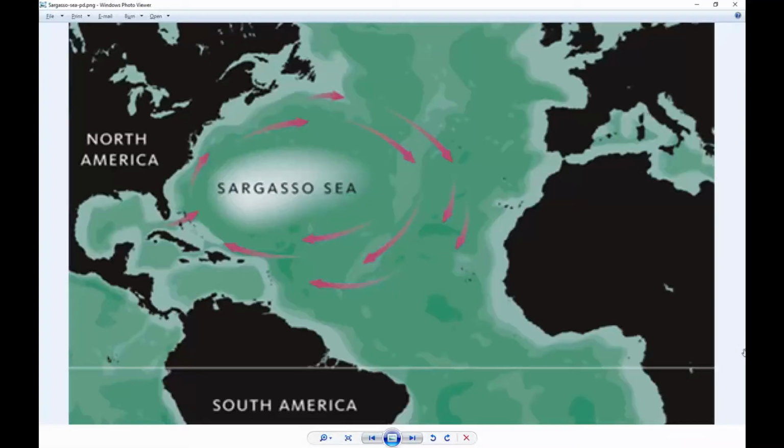Okay, so here's the Sargasso Sea. Here's North America, there's Florida, you can see Mexico coming around, Central America, South America, here's Africa, here's Europe, and here's the Sargasso Sea in the North Atlantic. Okay, and see how the rotation is clockwise? That's because it's in the Northern Hemisphere, as we mentioned.